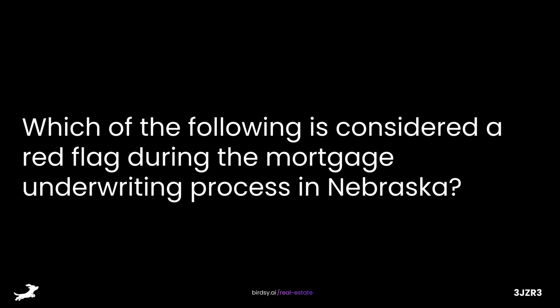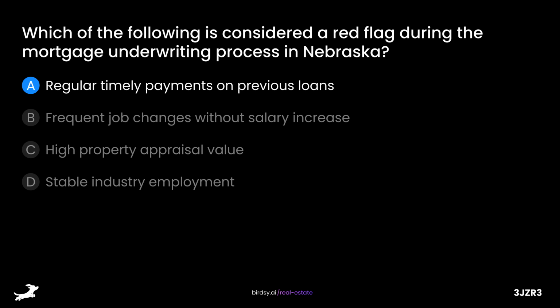Which of the following is considered a red flag during the mortgage underwriting process in Nebraska? Is it A. Regular timely payments on previous loans, B. Frequent job changes without salary increase, C. High property appraisal value, or D. Stable industry employment? The answer is B.